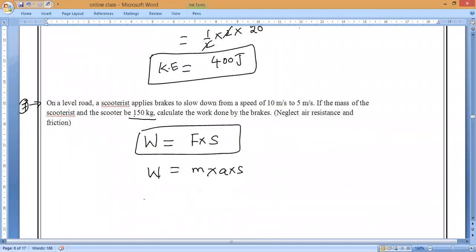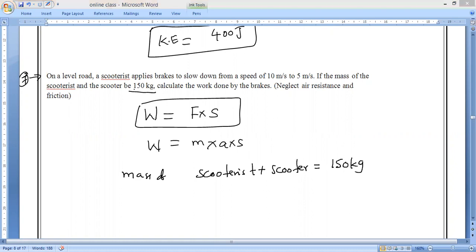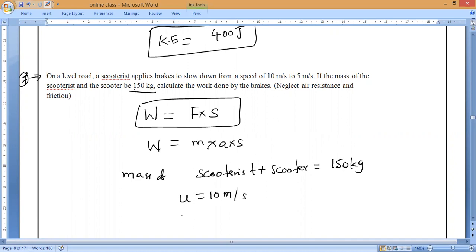So now what is the given data? Tell me everybody. Mass of scooterist plus scooter, how much? Which is equal to 150 kg. Correct or not? Next, what is the initial velocity? 10 meter per second. Initial velocity is equal to 10 meter per second. Final velocity is equal to 5 meter per second.